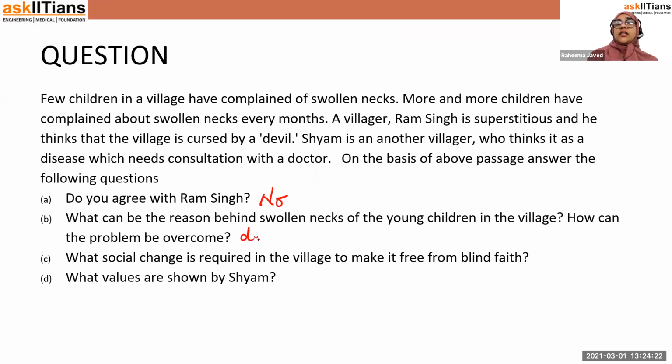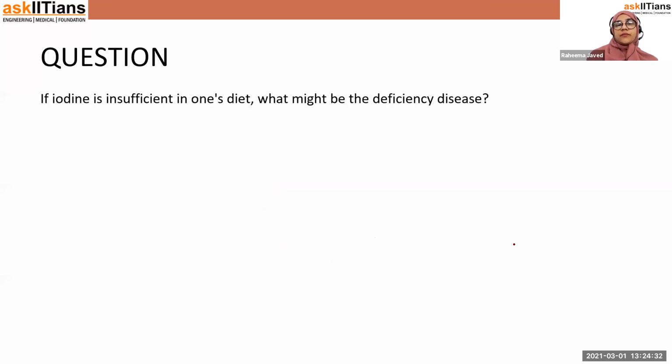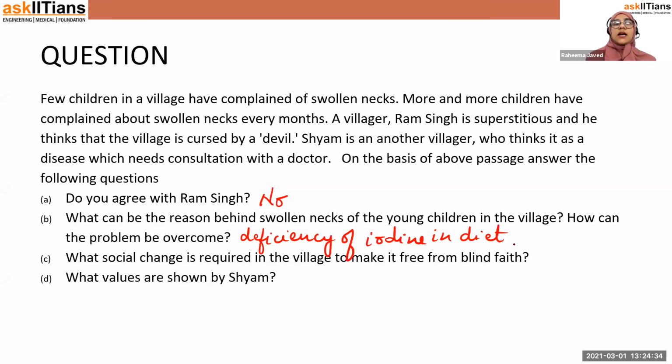Deficiency of iodine in the diet. And how can the problem be overcome? By providing sufficient iodine in the diet. What social change is required in the village to make it free from blind faith? Awareness about the diseases that exist in the world. Education.